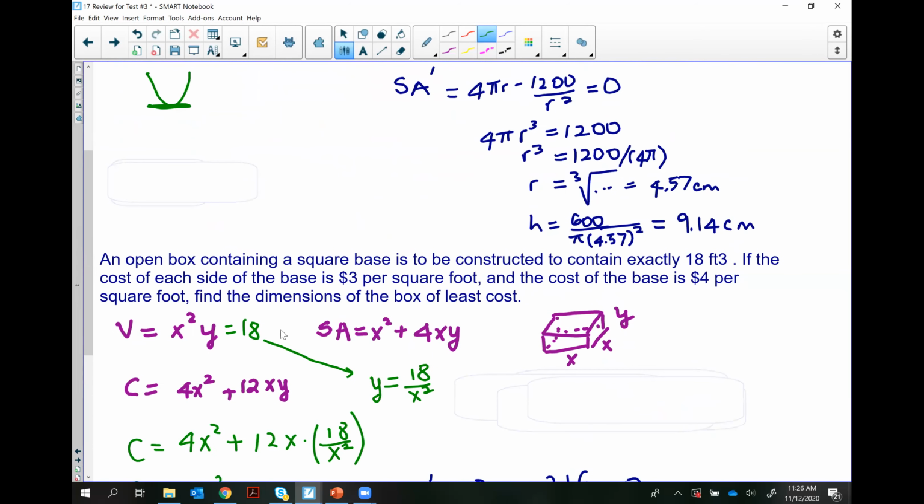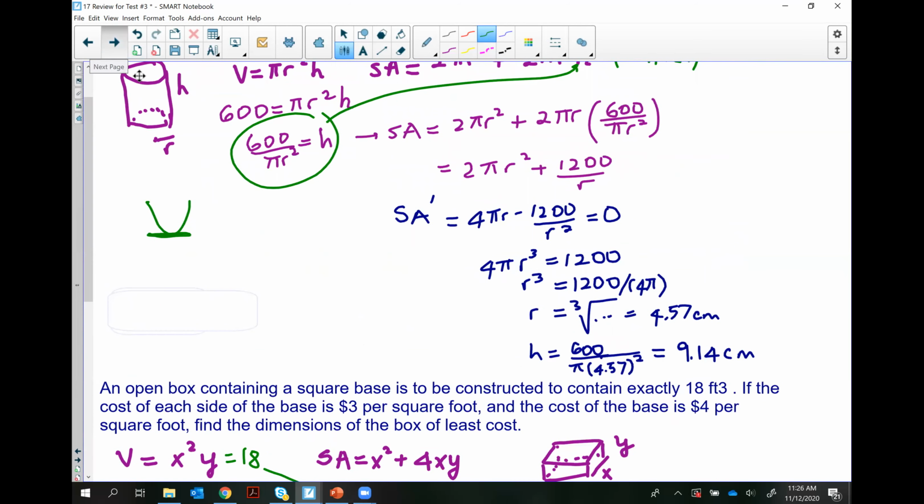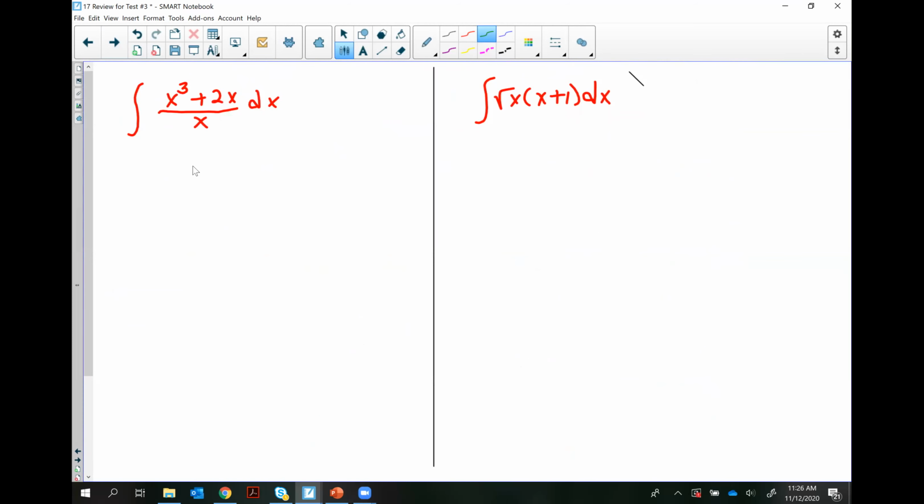Okay, so a couple more questions for our review process. For example, integrating something like this, how would you go about doing it? You would need to divide x into both of them because there is no quotient rule of integration, right? You got to simplify it first and then integrate.